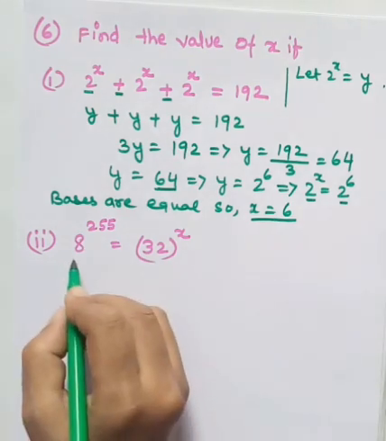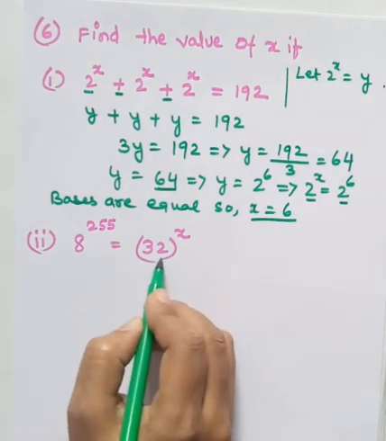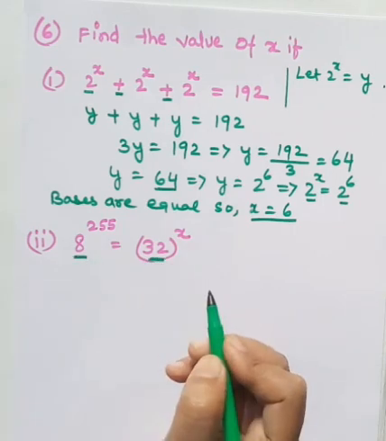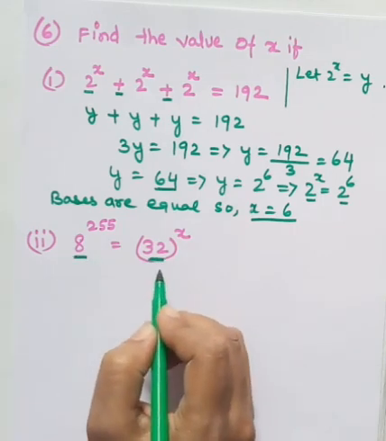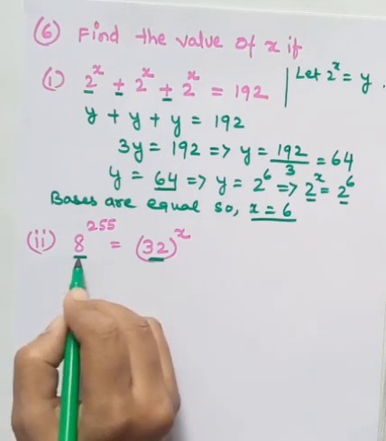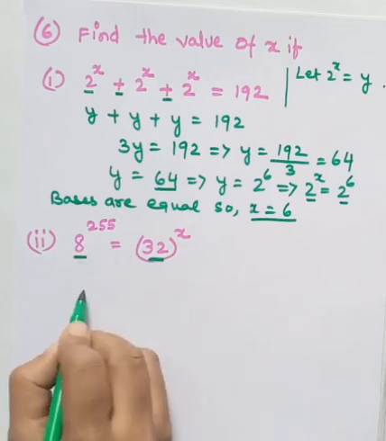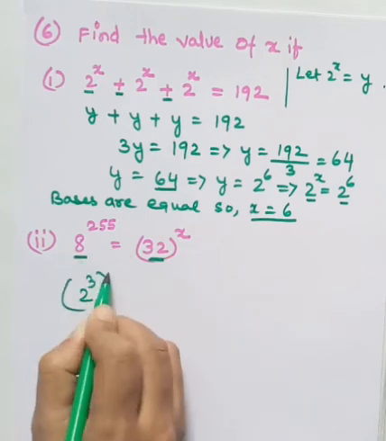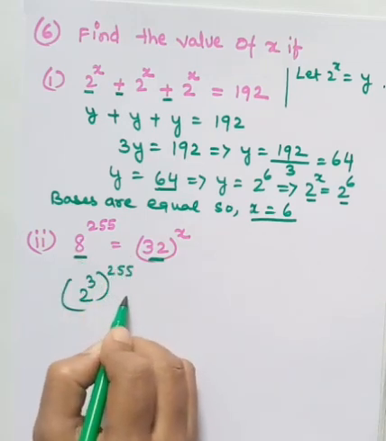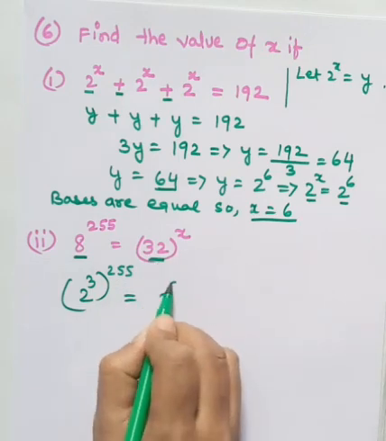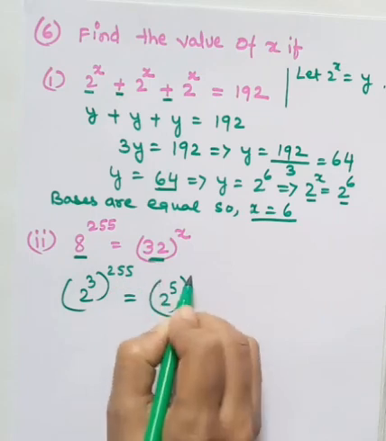Now see, 8 to the power 255 is equal to 32 to the power x. See, both the bases are different. You have to change the bases into the same. So 8 can be written as a power of 2 and 32 also can be written as a power of 2. See, 2 to the 4, 2 to the 8, 2 to the 16, 2 to the 32. So 2 cube to the power 255 here, and this is 2 to the power 5, to the power x.